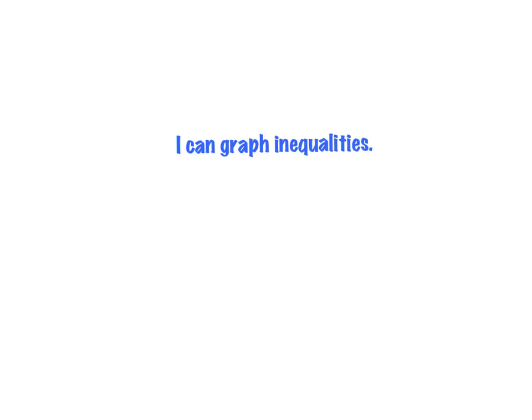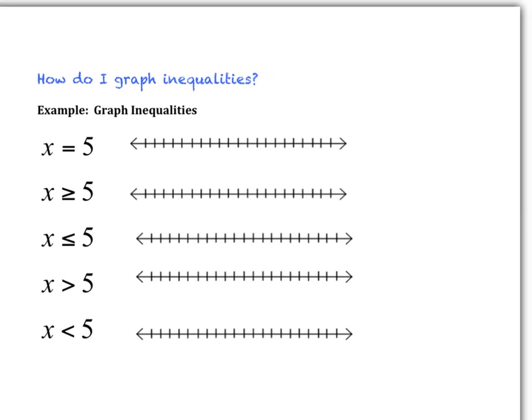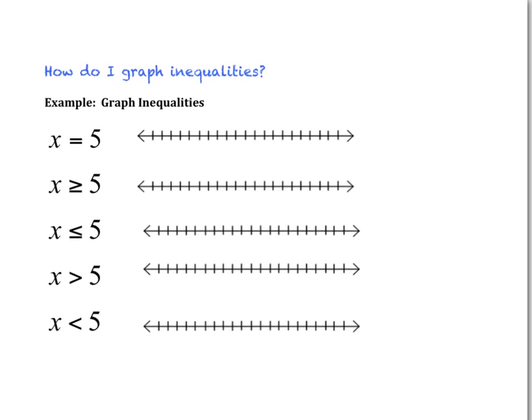In this lesson, you're going to look at how you can graph inequalities. So how do I graph inequalities? Well, let's first of all take a look at something simple, x is equal to 5. We've been doing this for a long time. I'm going to put a 5 right here. To represent x is equal to 5, I would put a dot right on 5, representing x is equal to 5.